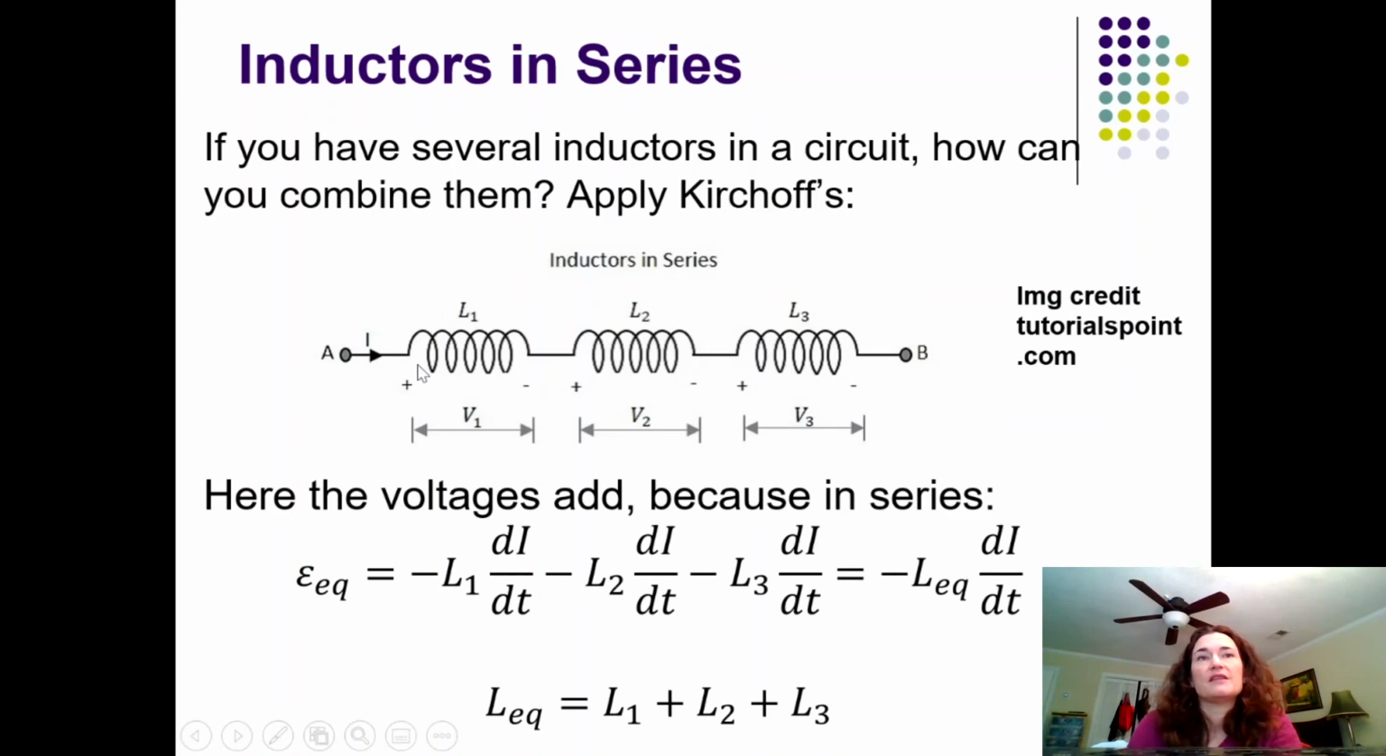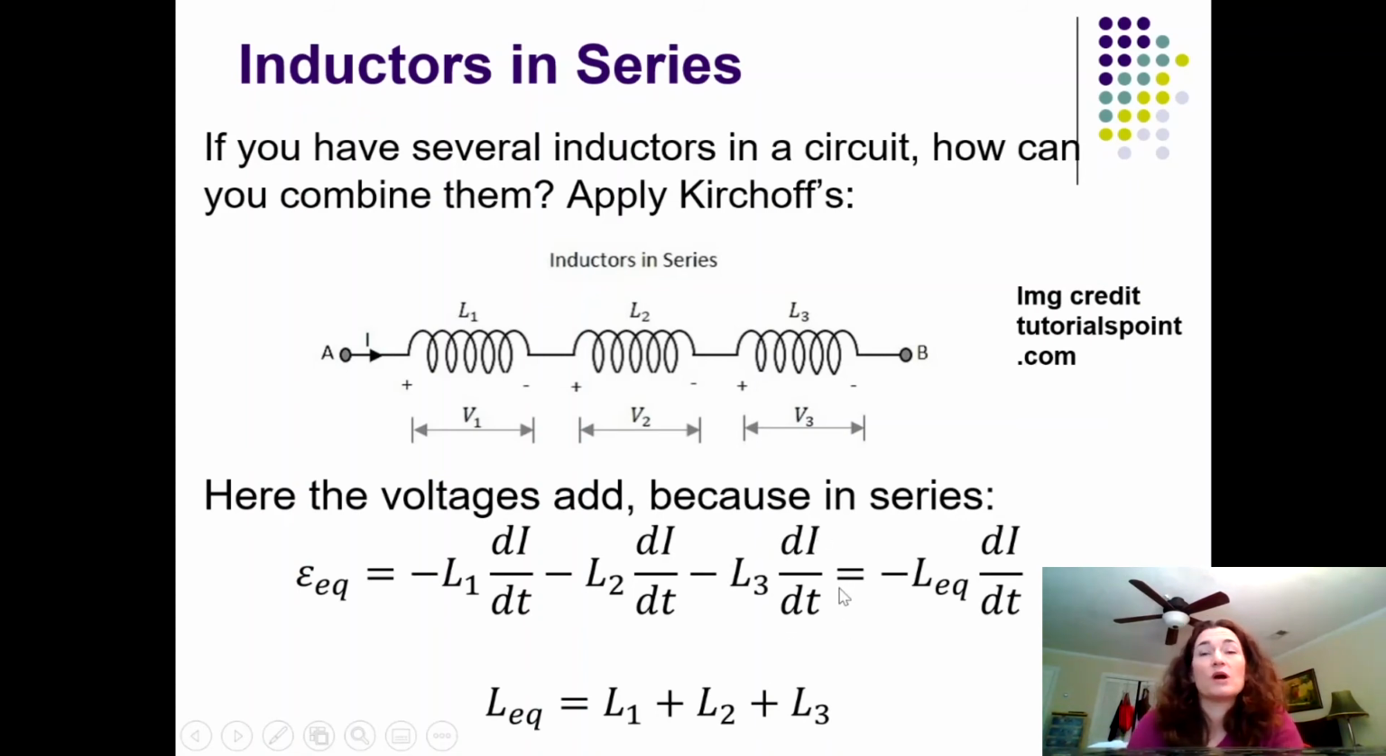Now remember that the voltages, when they're in series for components, add up. And so what you would have there is that the back EMFs would add together. Your equivalent back EMF, which I've called here EMF EQ for the subscript EQ, is equal to minus L1 di/dt minus L2 di/dt minus L3 di/dt.